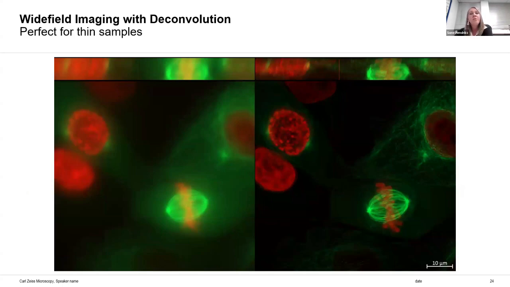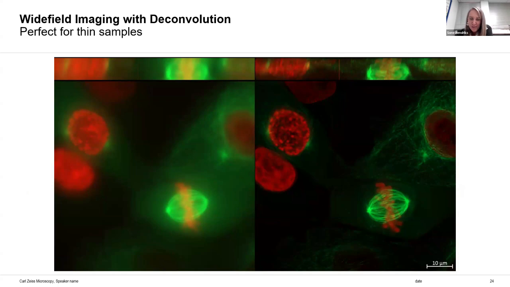Here we can see an example of living dividing cells imaged with very gentle illumination at a very high speed with a camera that allows you to capture the whole field of view. As you can see, the image is beautiful on the left, but there's a lot of out of focus light collected. And one way to improve the quality of this image is to use deconvolution.